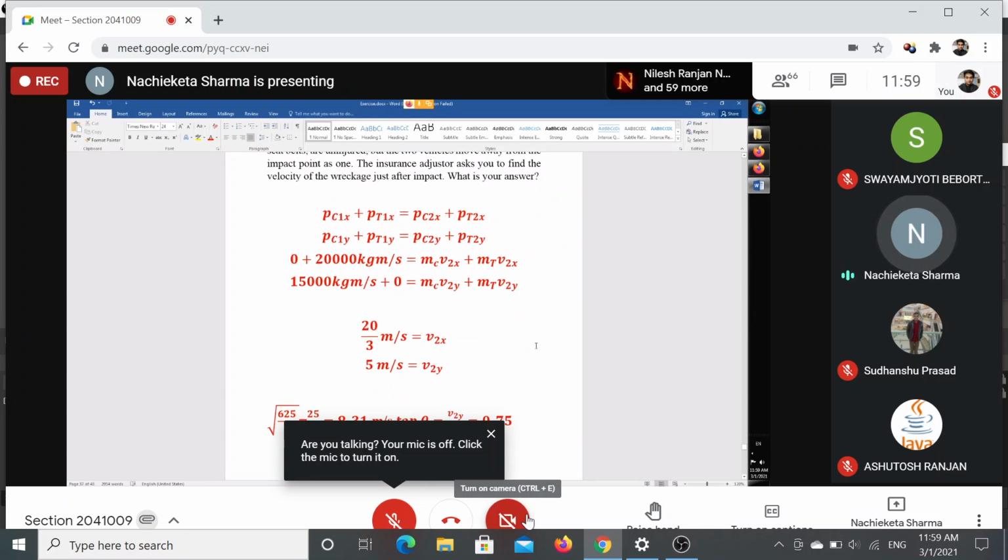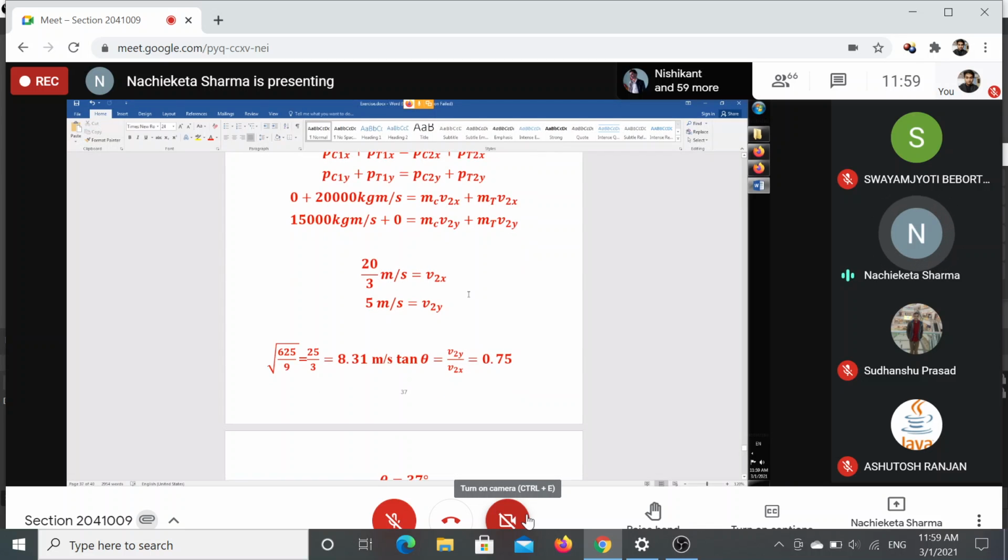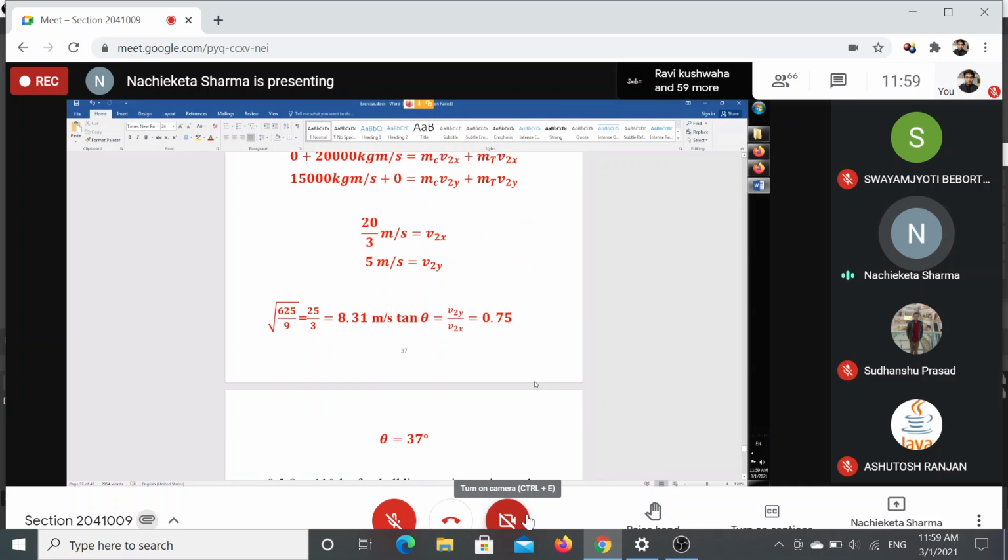You see, I have got 20 by 3 meter per second my v2x, 5 meter per second my v2y. So what will be my magnitude? v2x square plus v2y square, which I get as 625 by 9, because 20 by 3 square will be 400 by 9 and 5 square will be 25. So 25 into 9 will be 225. 400 plus 225 will be 625 by 9. Square root will be 25 by 3, that is 8.31 meter per second. And what will be the angle? Tan theta is equal to v2y by v2x, which is 0.75. So theta is equal to 37 degree.